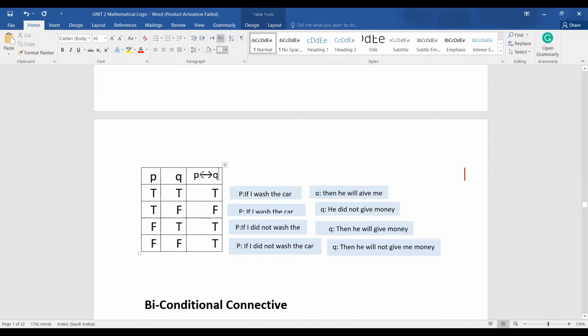Now when we come to if-then, we say if P then Q, with true and true giving true. Like we have in the example P, if I wash the car, then he will give me money. In this case, I'm not lying. If I did my mission, if I did my job, then and only then will I get the money. If I wash the car, then he gives me money, so it's true.